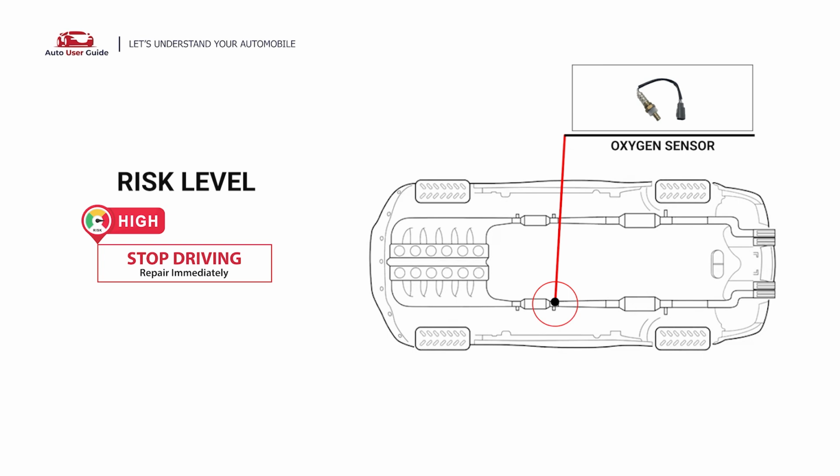This engine code indicates that the powertrain control module, or your car's main computer, sets this code when it detects that the downstream oxygen sensor on bank 2 is not performing within its normal parameters. Under this circumstance, stop driving and repair your vehicle immediately.